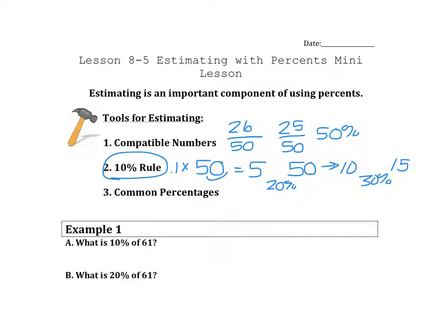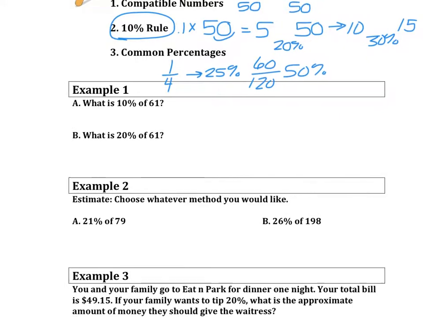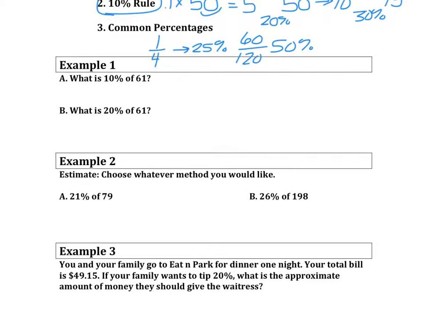And then another way to estimate is using common percentages, getting something to where the numbers work out nicely so that you have something like a fourth, and we would know that quickly as 25%. Or somehow getting it to 50%, 60 out of 120, so that you know it's 50%. Using those common percentages, rounding it to make your life a little bit easier. And if we're asking you about estimating, that's what you would choose to do.